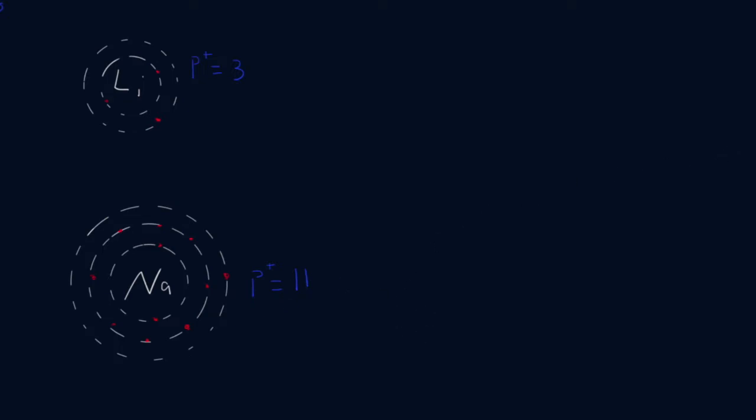So if I want to look at what's going on for this electron right here, this electron is going to be attracted to that nucleus. It's going to have a certain distance. Let's call this distance from the nucleus 1. Let's just call it a 1.